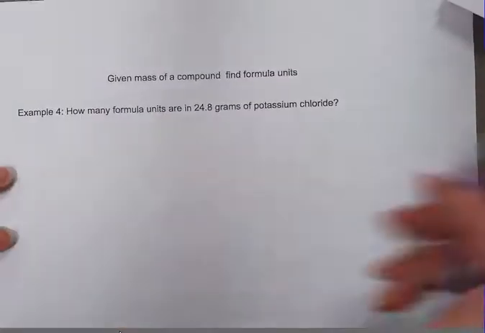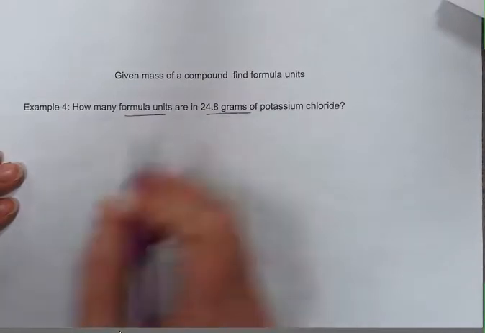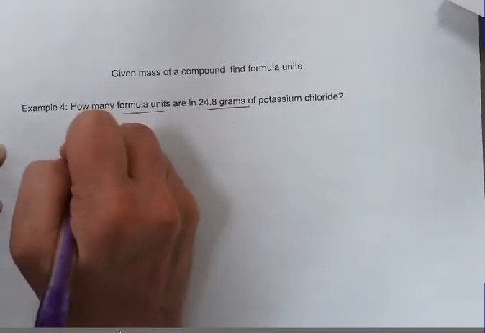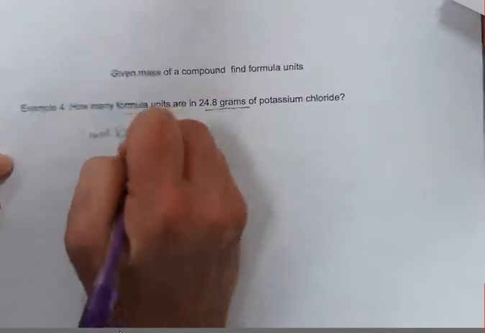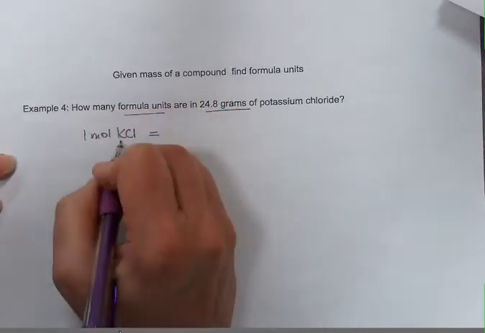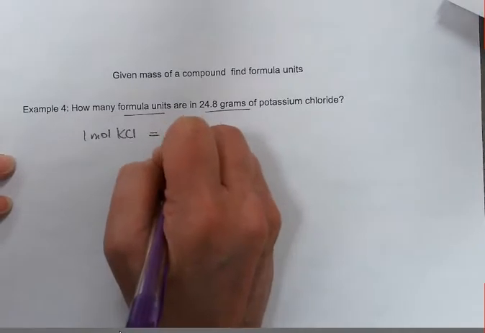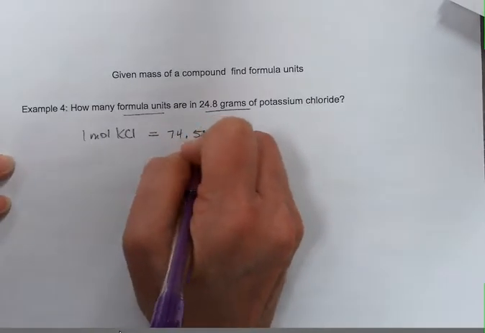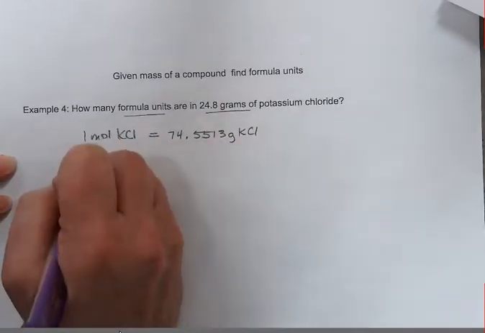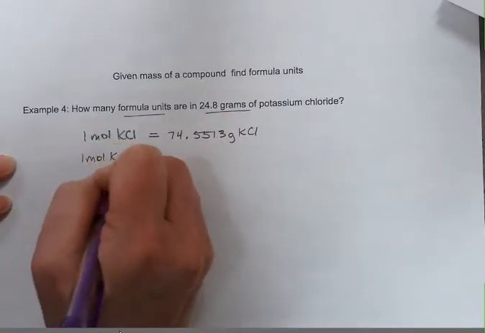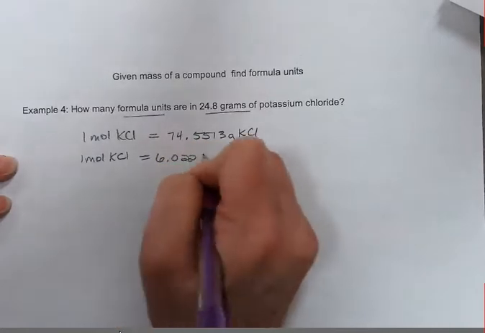All right, next one's set up just like this one. How many formula units are in 24.8 grams of potassium chloride? So 1 potassium and 1 chlorine has a mass of... and of course 1 mole has Avogadro's number of formula units.